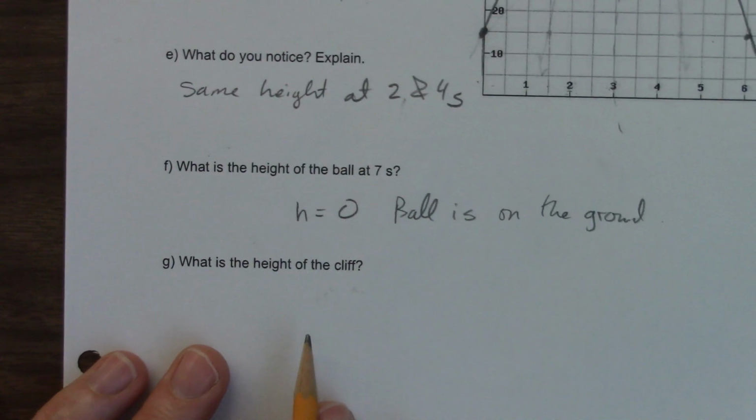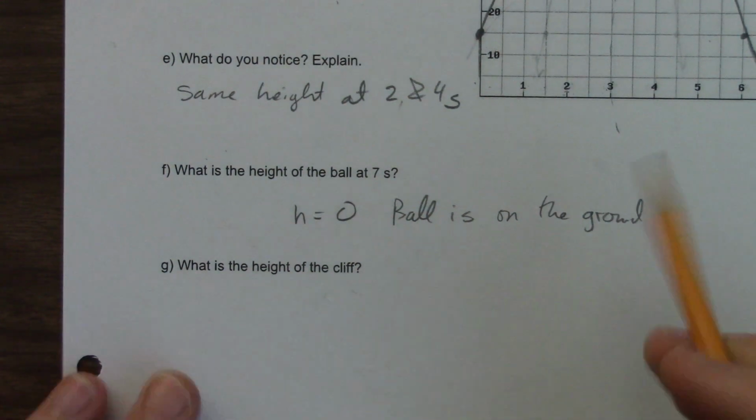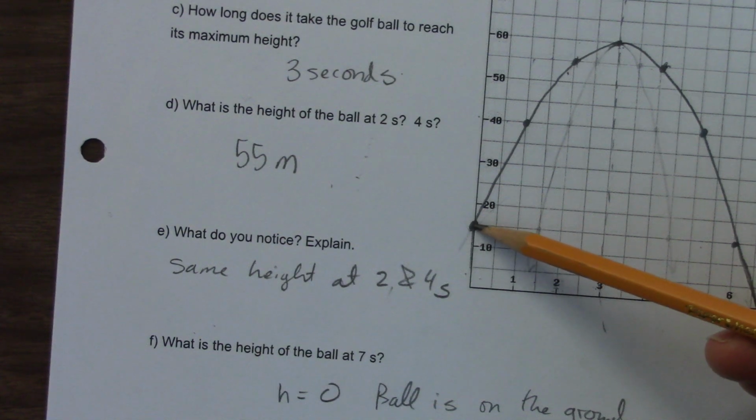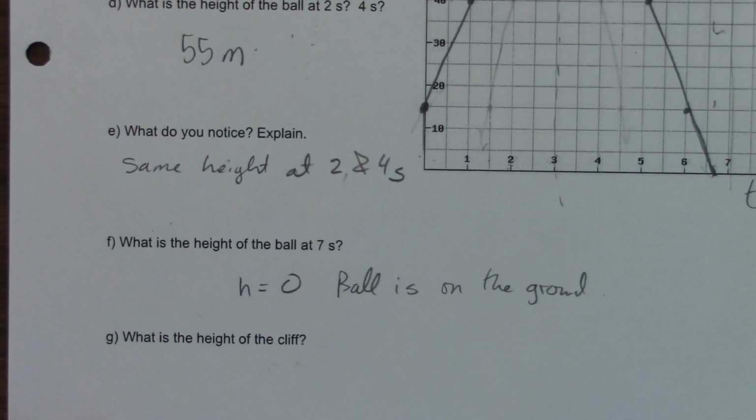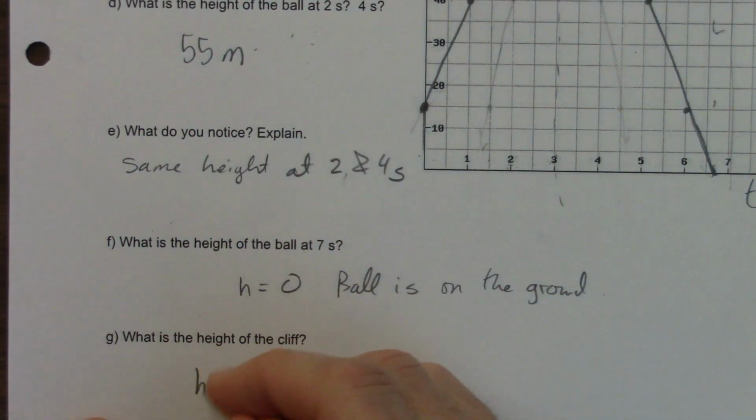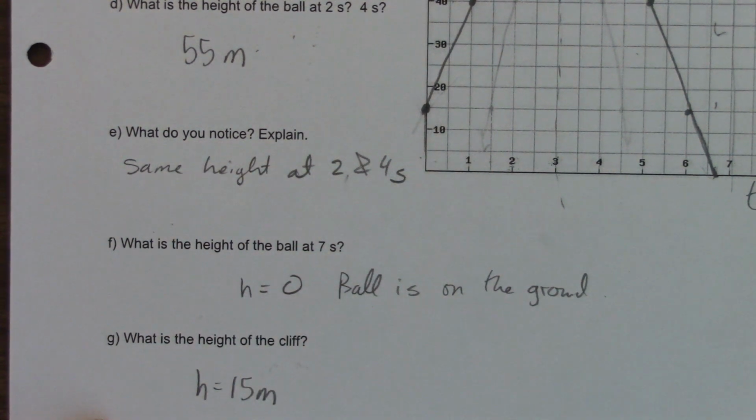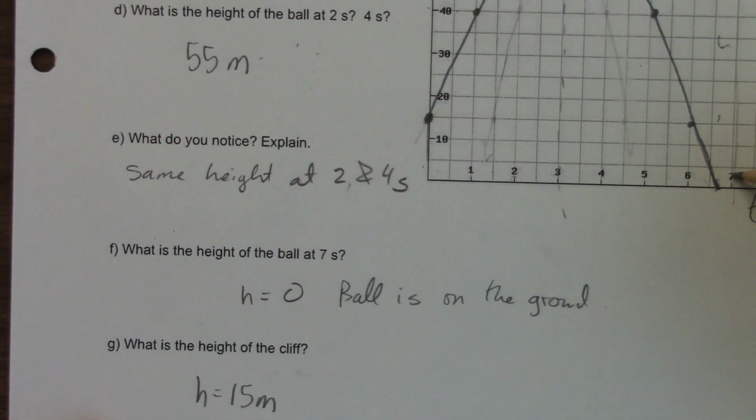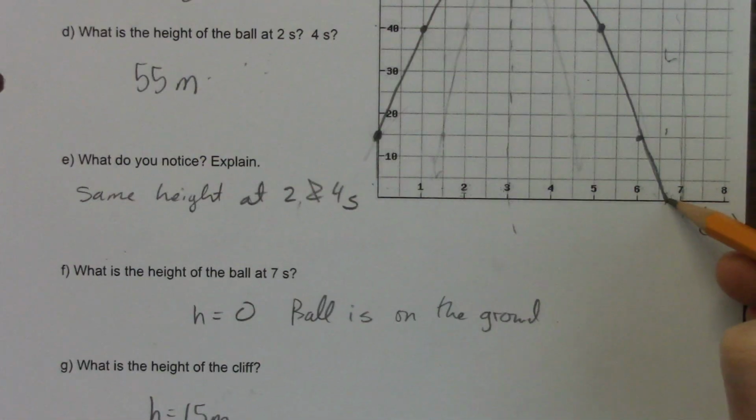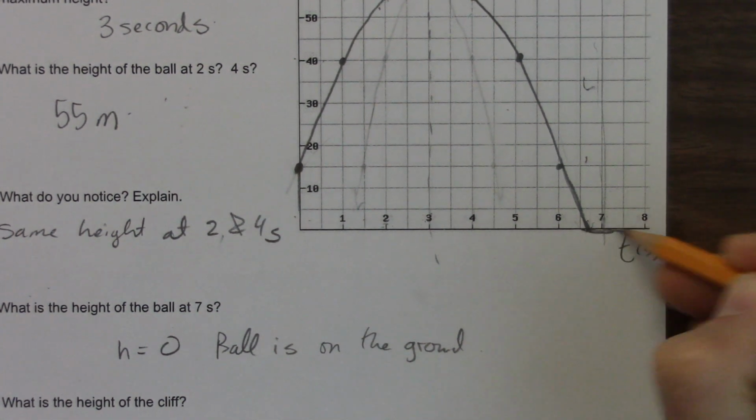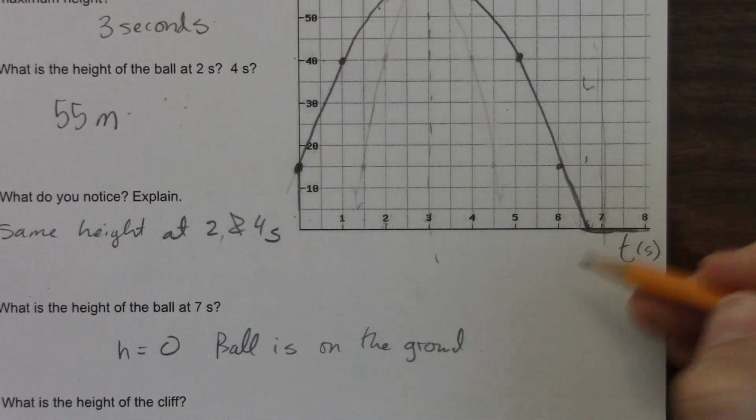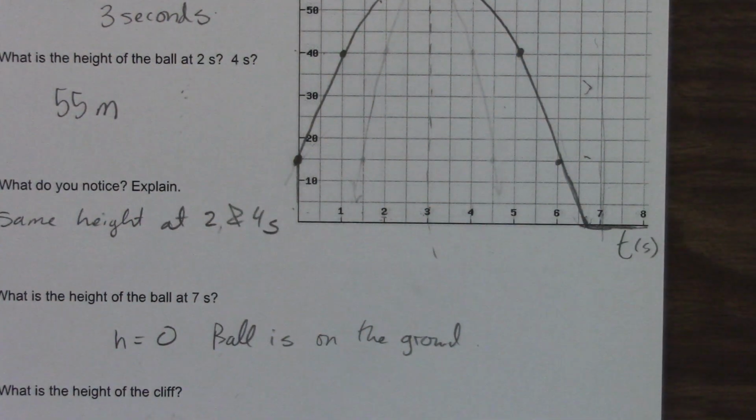What is the height of the cliff? Remember, it's hit from a cliff. This is a golf ball, right? You hit off the ground. So what's the height of the cliff? Yeah. Height is equal to 15 meters. How is that height 0 at 7 seconds? Because this is 7 seconds and the ball's already hit the ground here at 6.5. So it can't go negative because it's hitting 0. So at 7, it's 0. It hits the ground and stays there. Any questions?